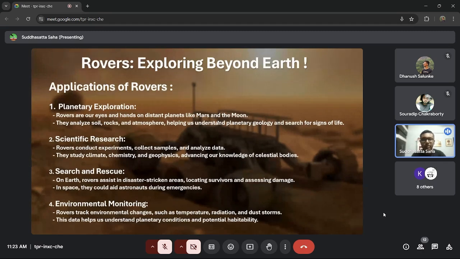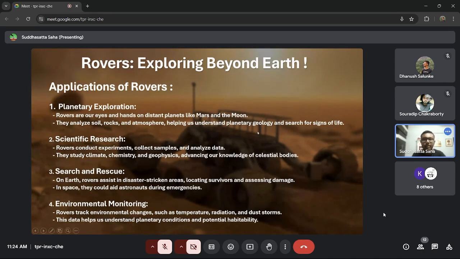And then, as I already mentioned, we can use them in search and rescue operations on earth itself. We can build rovers which are very tough, and they can go to a place and defuse bombs. So we can have some bomb defusing modules on our rovers. We can also potentially use them, something I've not mentioned here in the slides, in defense applications.